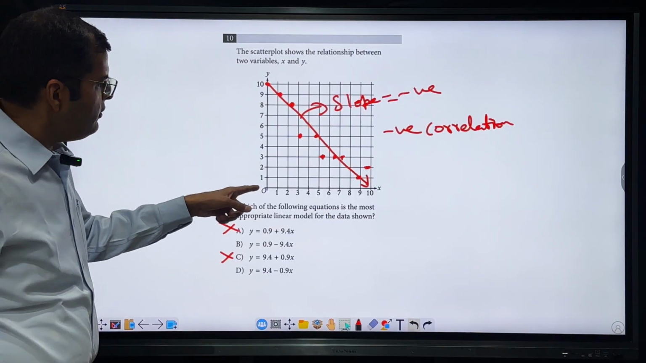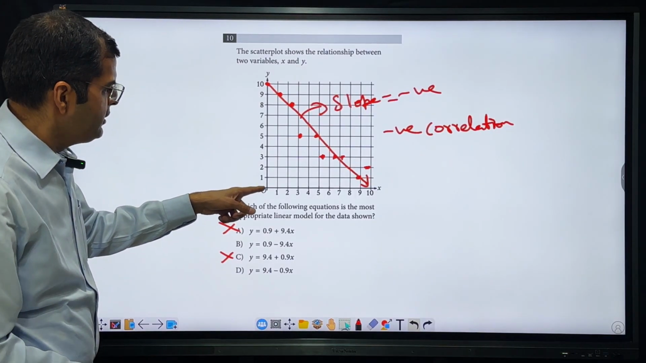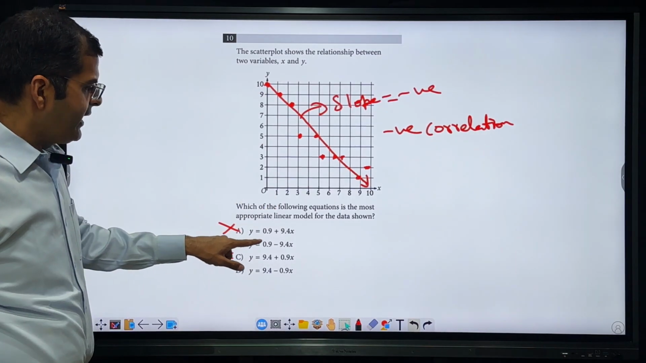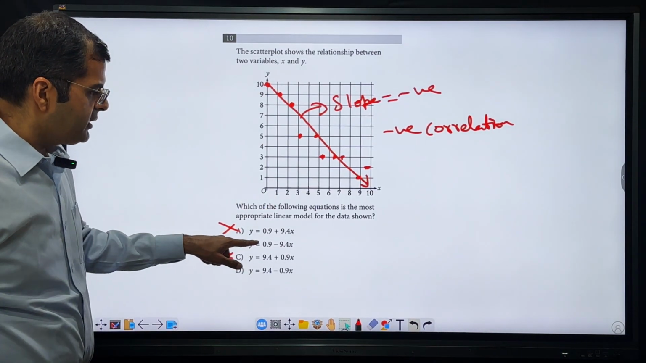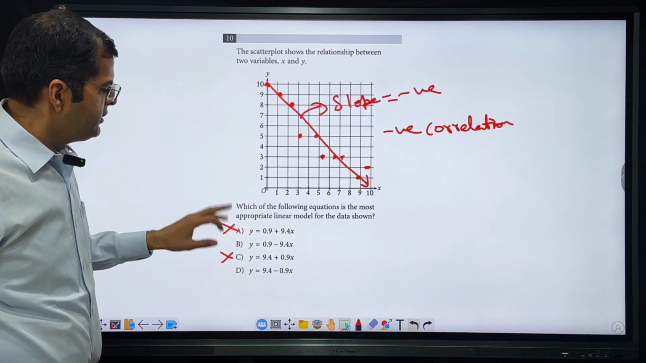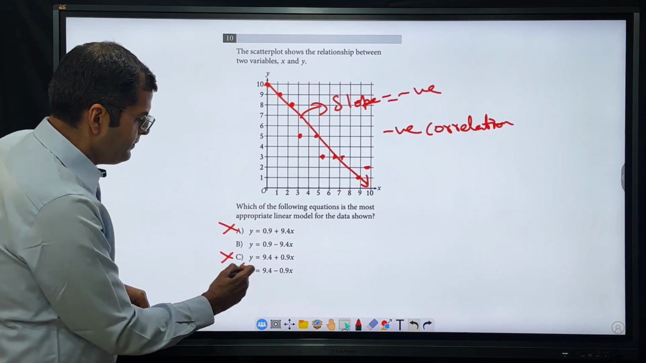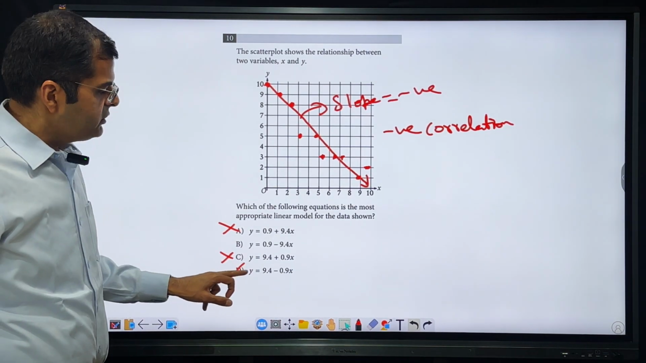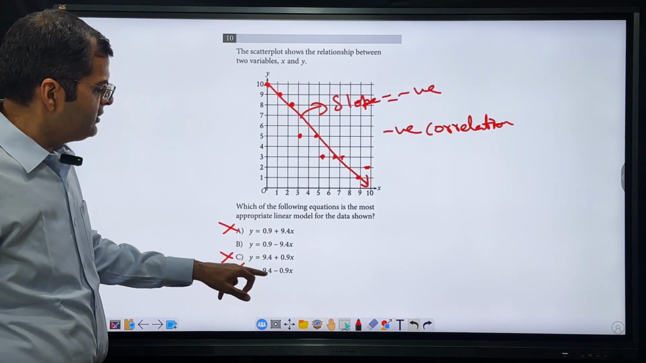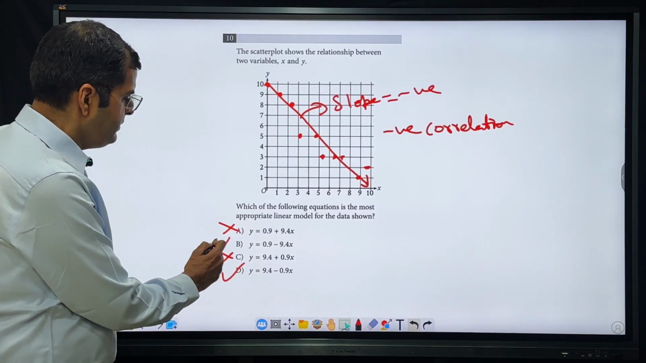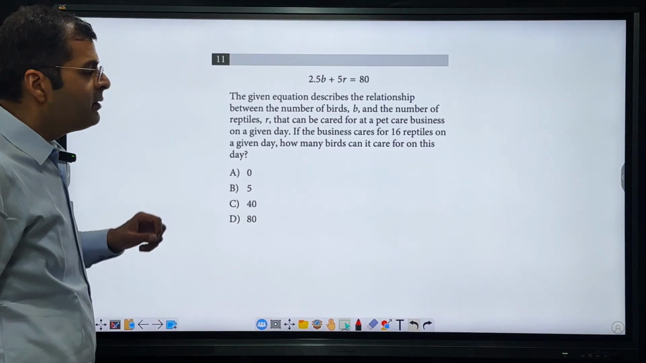We can look at the value at x equal to 0. When x is 0, y is almost 10. If I put x equal to 0 in option B, y becomes 0.9, which is not correct. y has to be almost equal to 10, which is answer option D. You put x equal to 0, you get y equal to 9.4, which is closer to 10. It also has a negative slope. So answer option D is correct. B is wrong here.